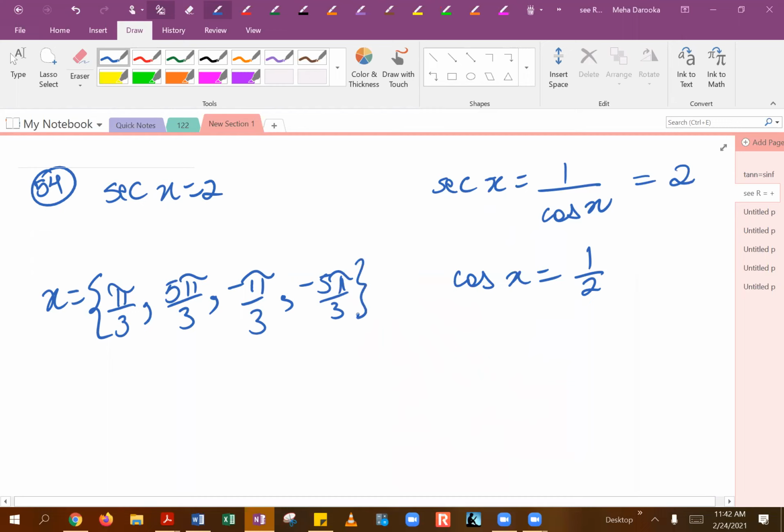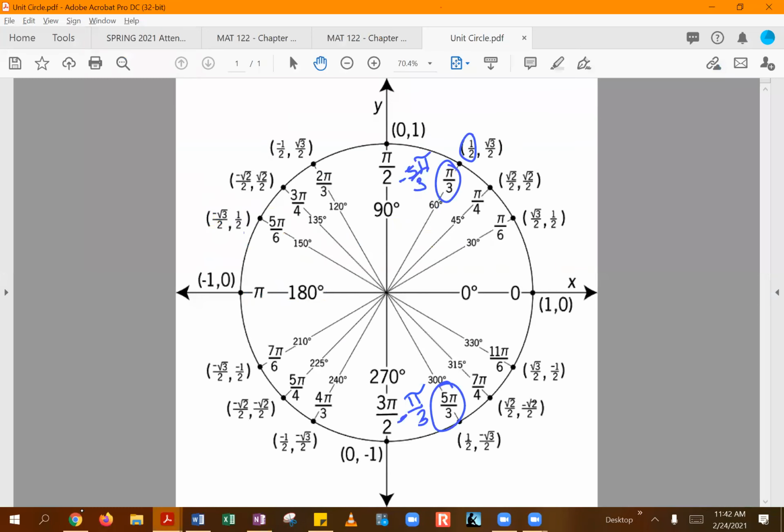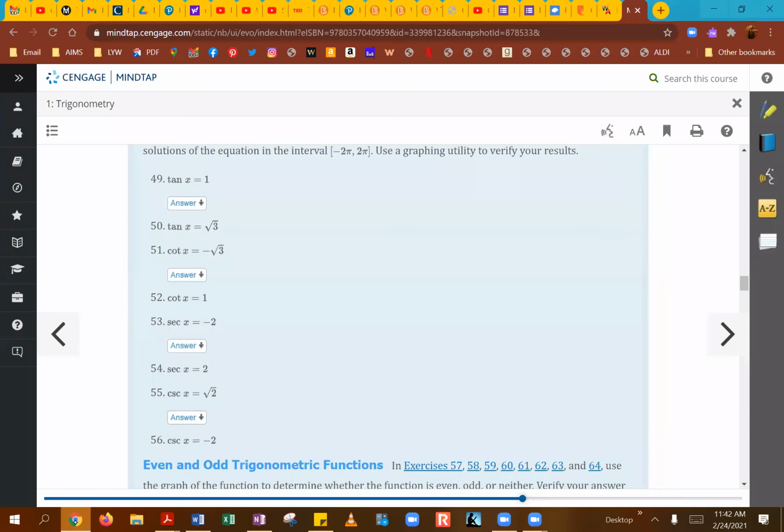So a lot of these you will be able to use the unit circle like we just did with these two examples to help you find those answers, as long as you rearrange your equations and use sine and cosine to help you come up with those definitions. So this was number 54, and number 66 is our next example.